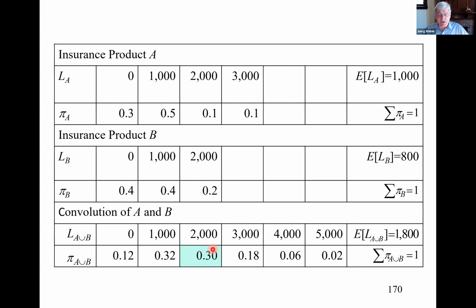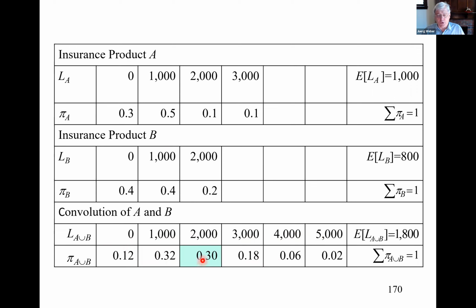Now, the convolution I show down here. So the convolution is the overall loss distribution of the insurance company for the two products together. And you can calculate this convolution if the individual loss distributions for products A and B are independent. Possible outcomes are 0, 1,000, 2,000, 3,000, 4,000, 5,000. And here you have also the probabilities.